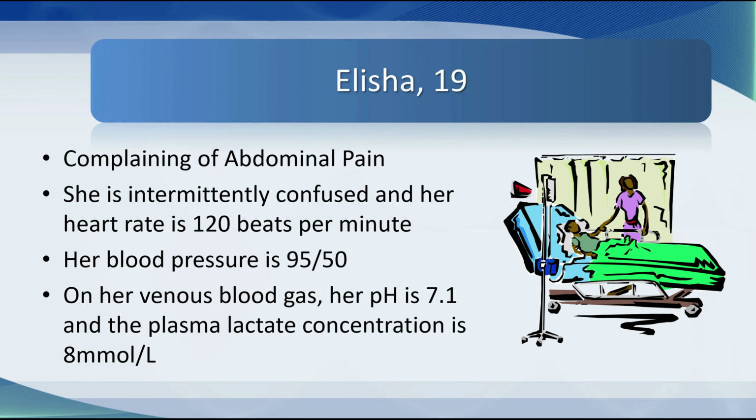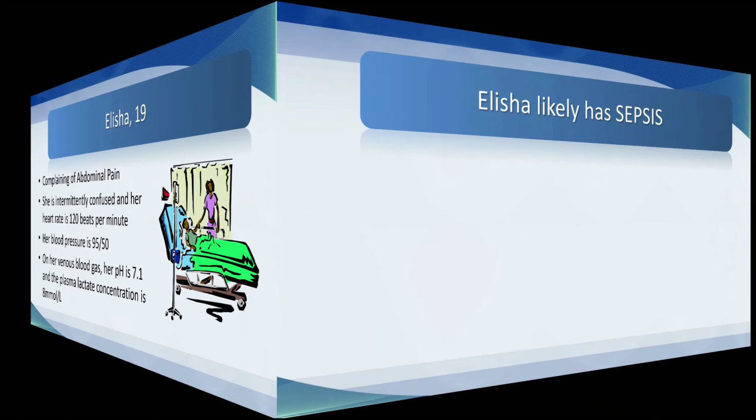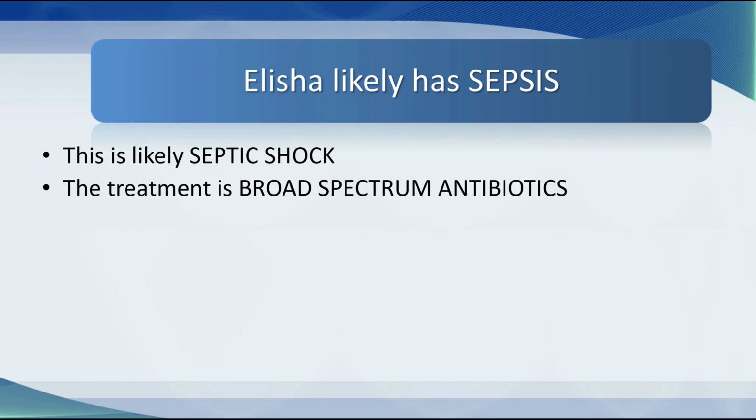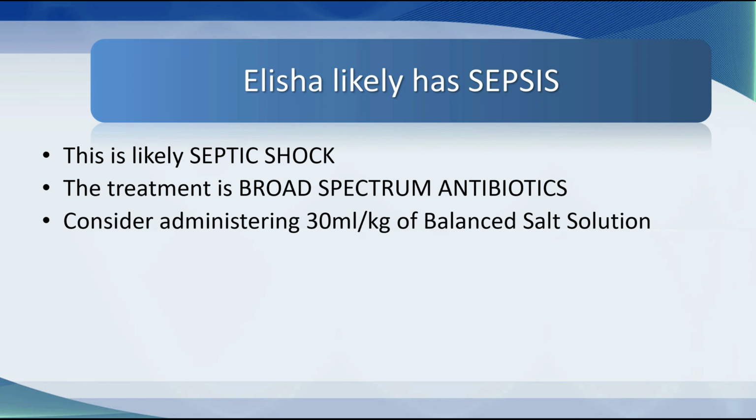Alicia is 19 and she's come in complaining of abdominal pain and she is intermittently confused and her heart rate is 120 beats per minute and her blood pressure is 95/50. On a venous blood gas, her pH is 7.1 and plasma lactate is 8 millimoles per liter. In this situation, Alicia likely has sepsis and this is septic shock, and the treatment is broad spectrum antibiotics. You should consider and probably administer 30 mL per kilo of balanced salt solution with early administration of vasopressor drugs, norepinephrine with or without vasopressin.